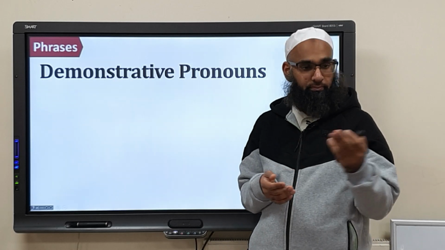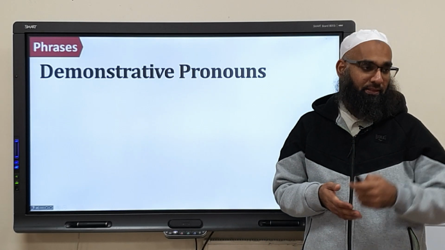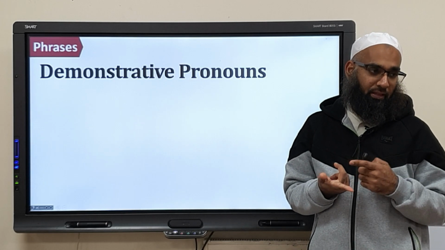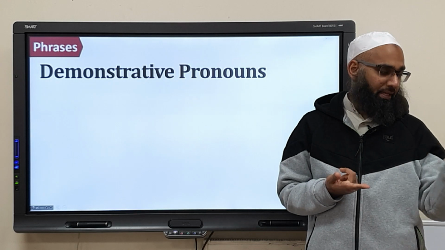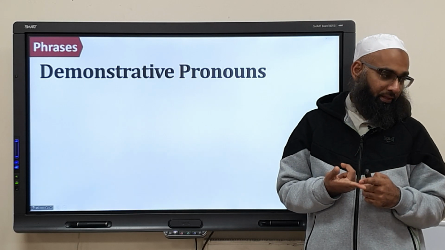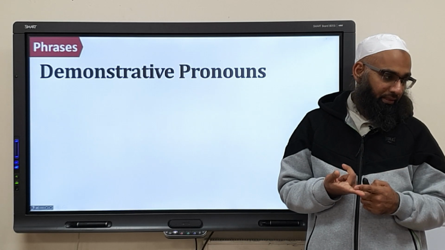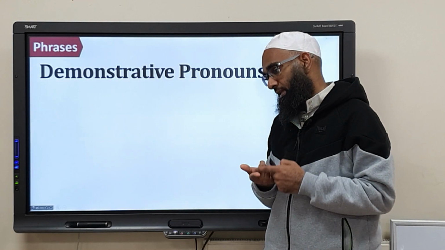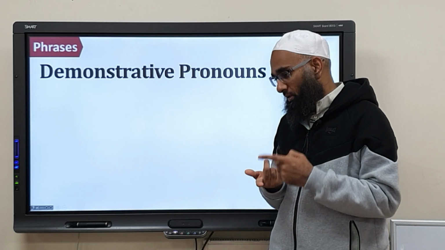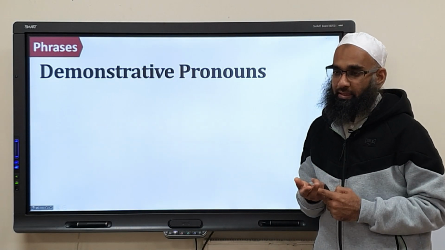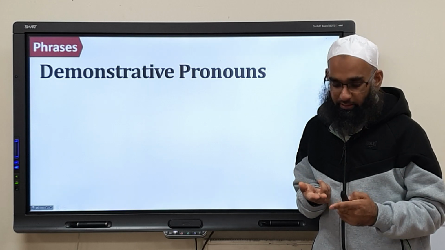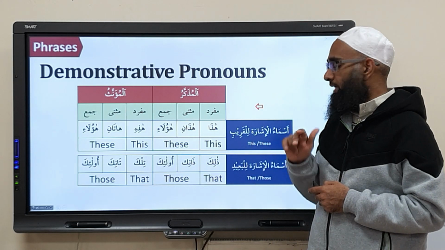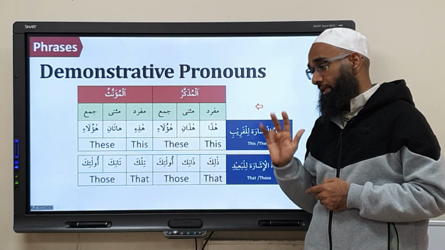Demonstrative pronouns. Your turn, read them. Read the first 6. The asma'ul ishara. Hadha, hadani, haula'i. Next 3, the feminine. Hadihi, hatani, haula'i. Next 3. Dhalika, dhanika, ula'ika. And the last 3. Tilka, tanika, ula'ika.